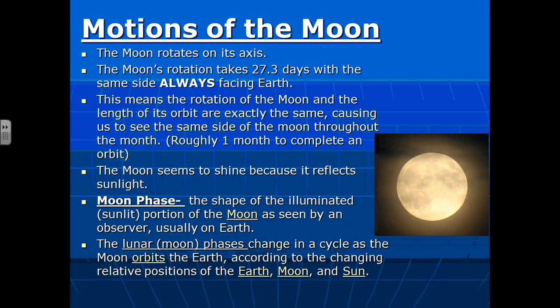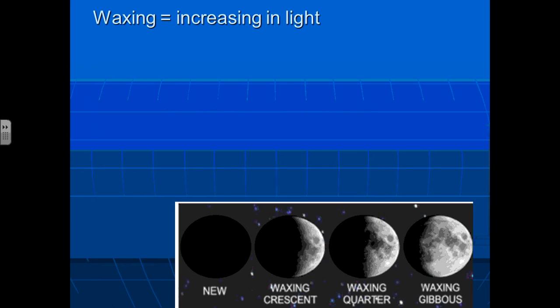All right, we're going to look at each specific moon phase now. Okay, when we're looking at these first 4 moon phases at the bottom, we have new moon, waxing crescent, first quarter, and waxing gibbous. All of these moon phases are increasing in light from one to the next. So waxing is used with each one of these words. So waxing means increasing in light.